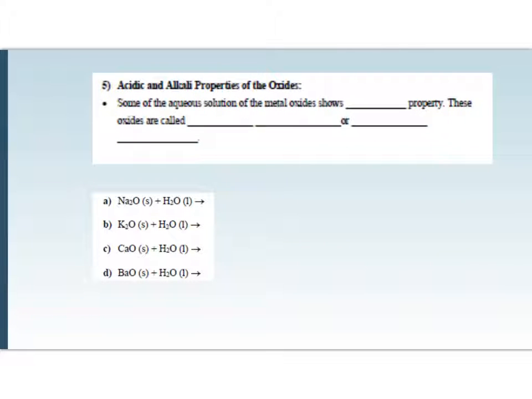Acidic and alkali properties of the oxides. Some of the aqueous solutions of the metal oxides show basic properties. So these are known as basic oxides or basic anhydrides. Now look at the examples.